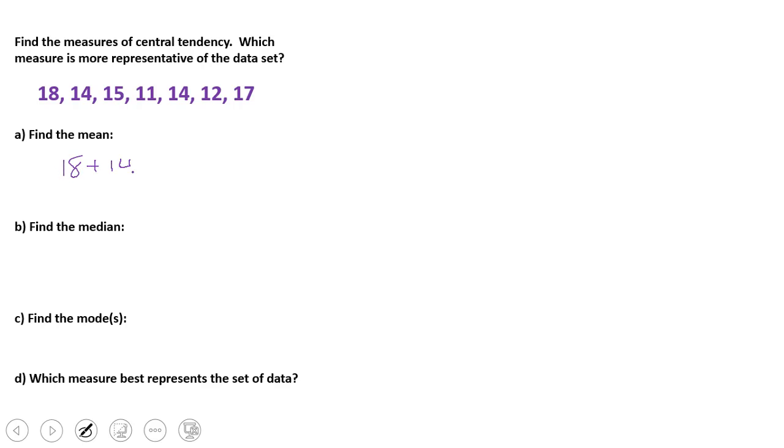18 plus 14 plus 15 plus 11 plus 14 plus 12 plus 17. When we add all that up, we get 101. And then we're going to divide by 1, 2, 3, 4, 5, 6, 7. And that gives us 14.42.